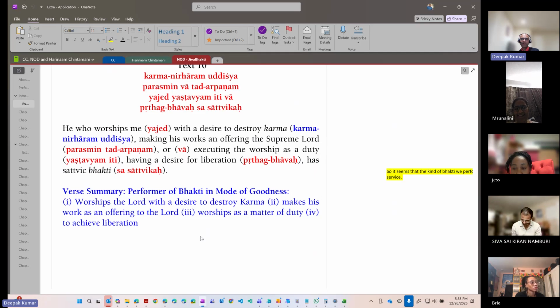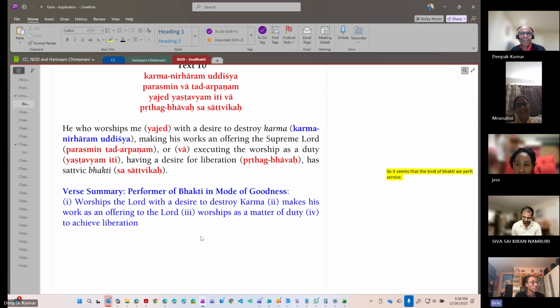But just be honest. We are all still a small group. Yeah, I think we still have a desire of getting liberated. Okay, so that's Murlali Mataji. Any comment from Jessica Mataji or Bri Mataji?